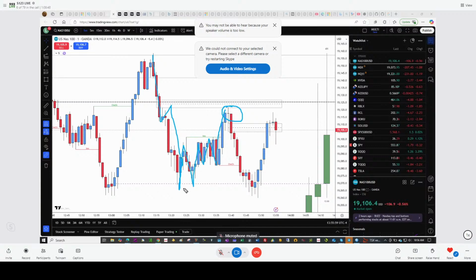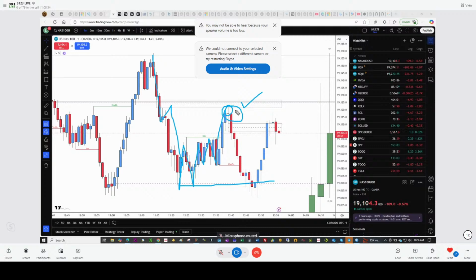So I'm expecting them to take the lows. So that's a healthy sell at that point. You know, it's a high probability sell because of that expectation that we should take the lows. So that's why I jumped in at that level.